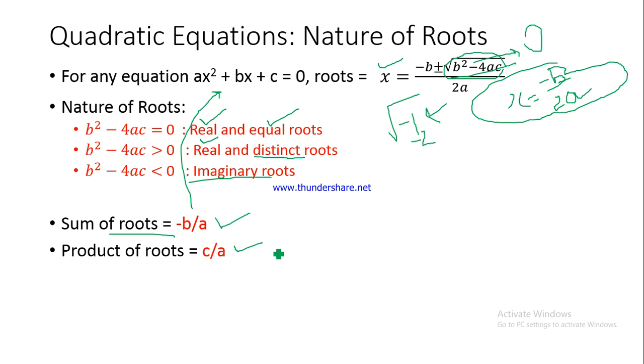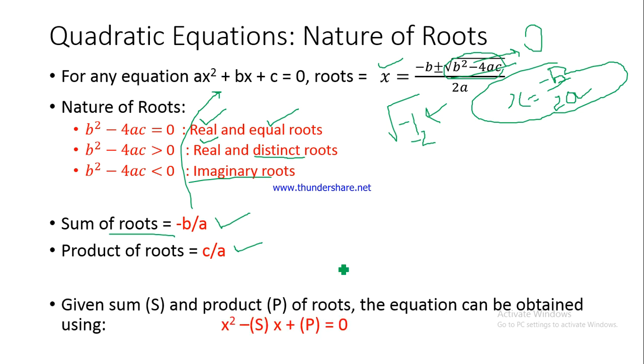So this is how we can find out the sum as well as the product, rather than finding the roots first and then adding up or multiplying them together. So this is the shortcut method that we can use for other kinds of questions also. One more thing: if the sum and product of roots is known.